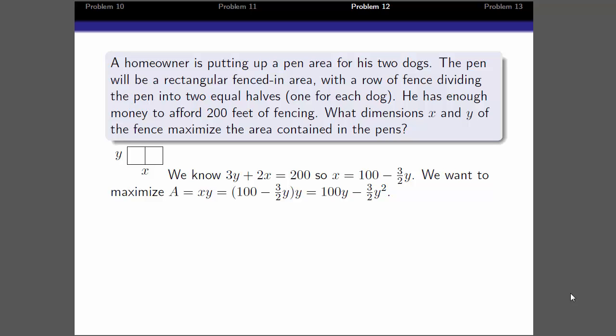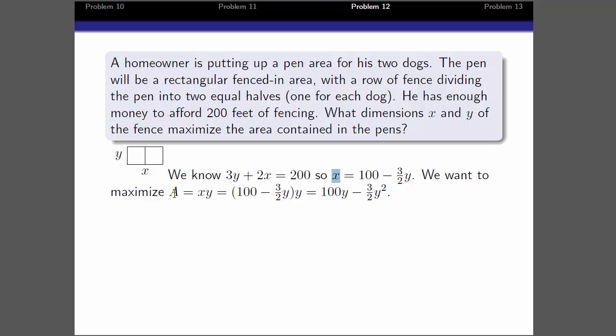Okay, here we have the Bessie the cow type problem, trying to create a pen so that we maximize the area. This time we have 200 feet of fencing. So we have 3 y's and 2 x's according to the picture, and that accounts for the 200 feet of fence. We can solve for x or y here. I chose to solve for x. So if we subtract the 3y across and divide by 2, we get x equals 100 minus 3/2 y.